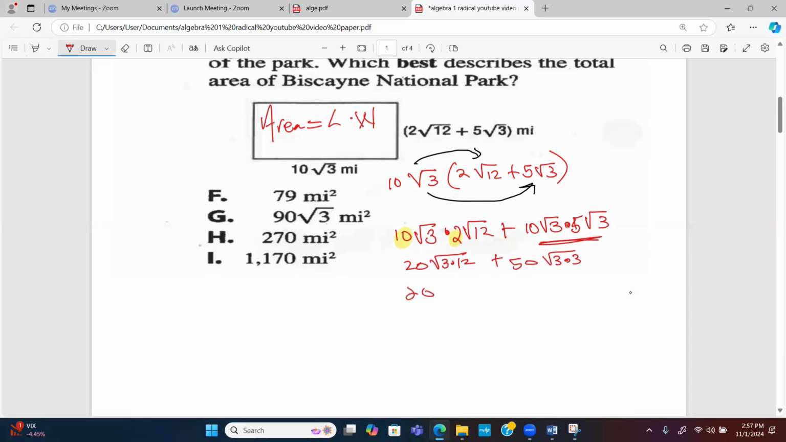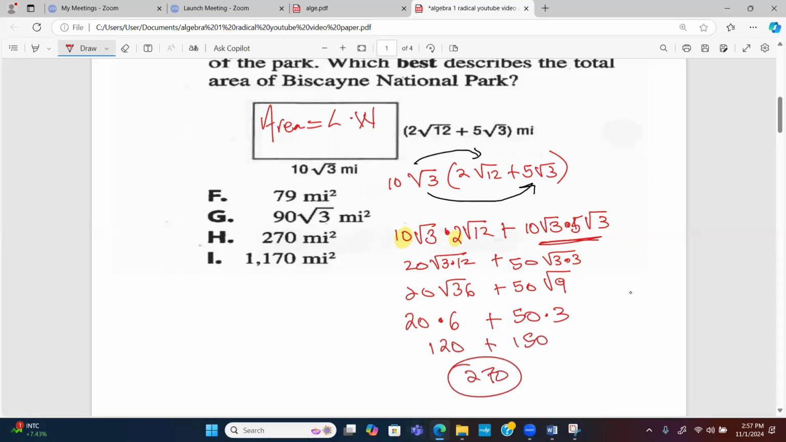So let's take another step. We're looking at 20 times the root of 36 plus 50 times the square root of 9. Now, the root of 36 is 6, so I'm going to put a 6 there, plus 50, and the root of 9 is 3. So 20 times 6 gives us 120, plus 50 times 3 is 150. Finally, this is 270. So I'm looking for that for my answer. So my answer is H. So let's go to the next question.